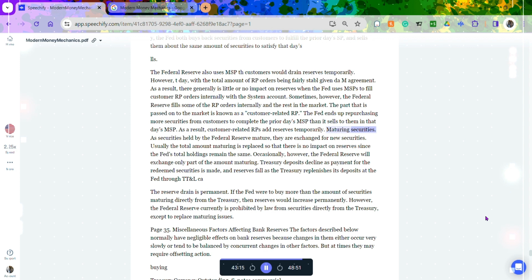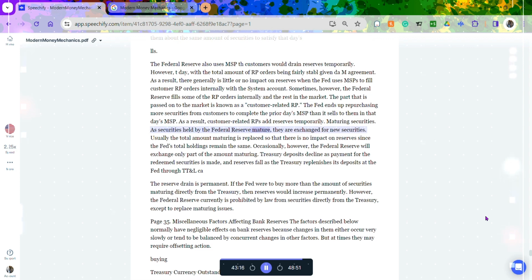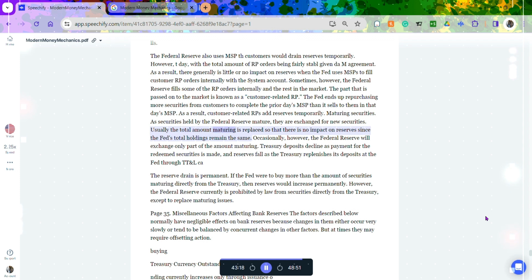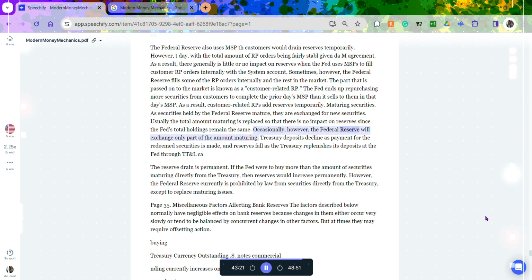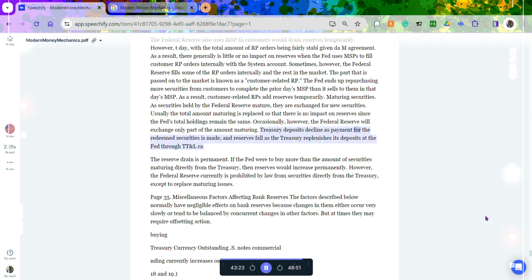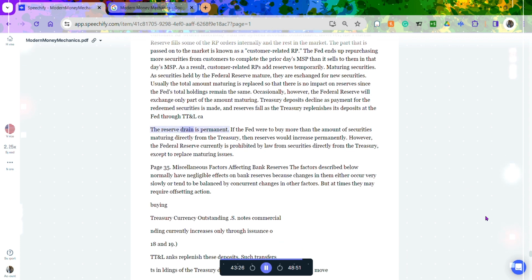Maturing securities. As securities held by the Federal Reserve mature, they are exchanged for new securities. Usually the total amount maturing is replaced so that there is no impact on reserves, since the Fed's total holdings remain the same. Occasionally, however, the Federal Reserve will exchange only part of the amount maturing. Treasury deposits decline as payment for the redeemed securities is made, and reserves fall as the Treasury replenishes its deposits at the Fed through TTNLCA. The reserve drain is permanent.